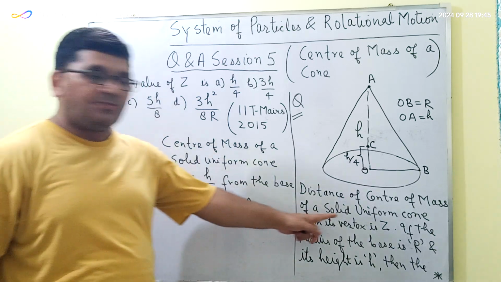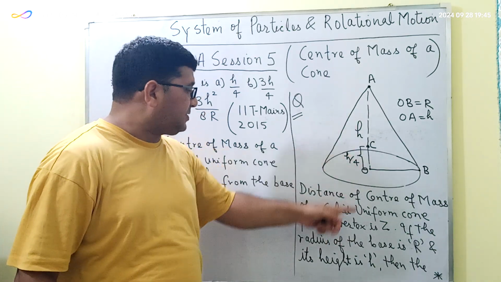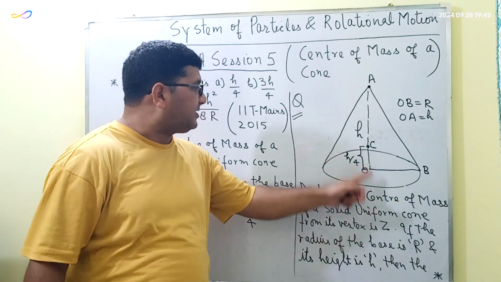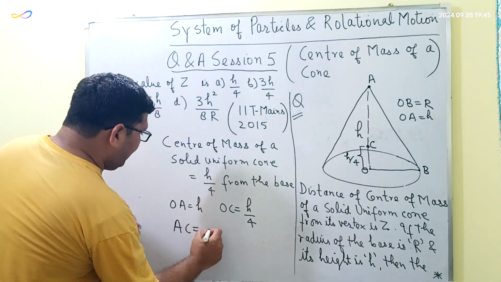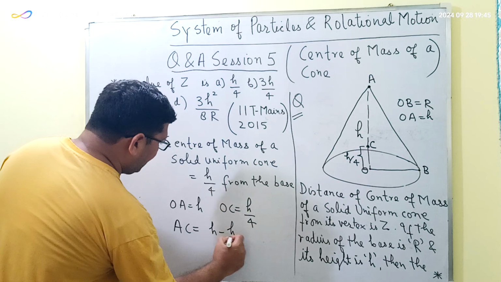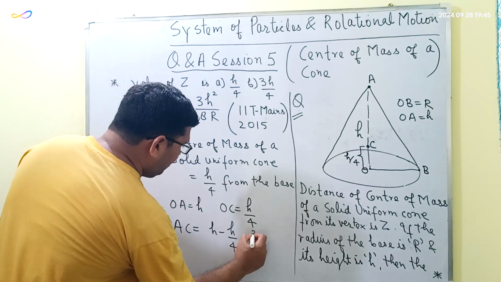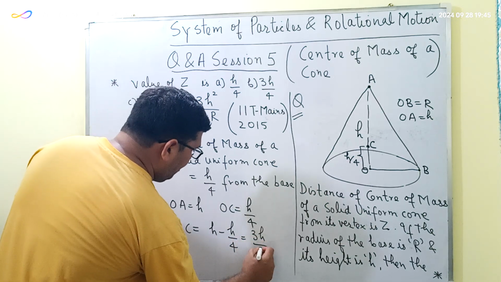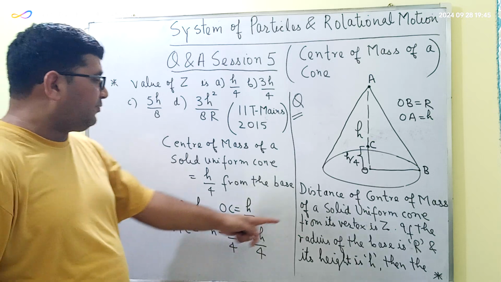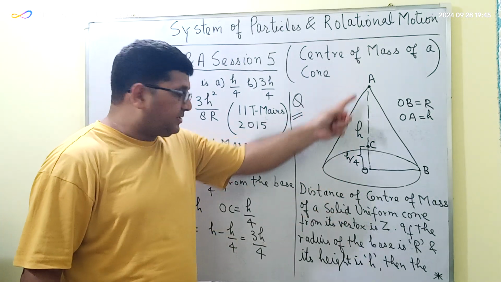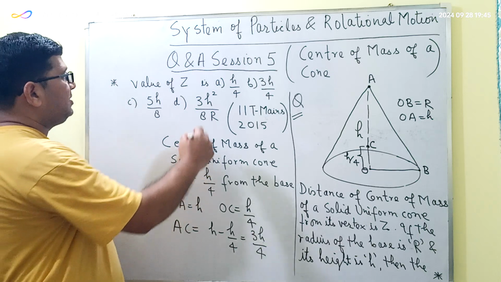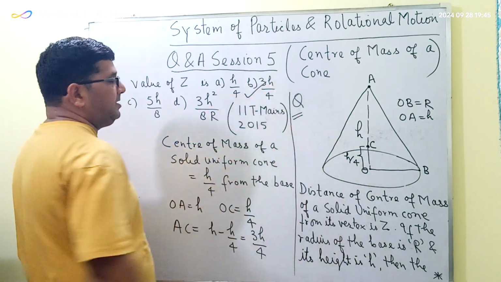So the distance of the center of mass of this solid uniform cone from the vertex, that is AC, will be equal to h minus h by 4. So this is equal to 3h by 4. So the distance of the center of mass of this solid uniform cone from the vertex will be equal to 3h by 4. So the correct option here is B.